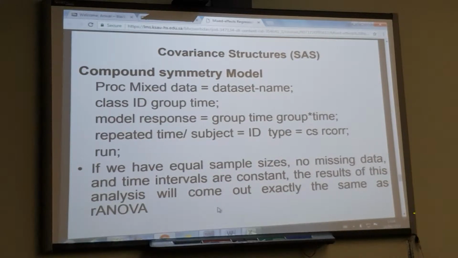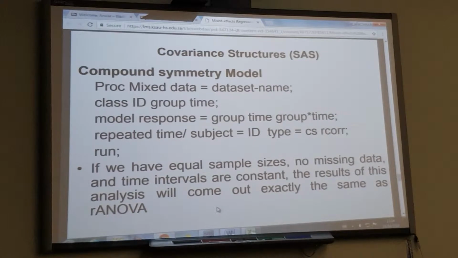Symmetry, which is the assumption of repeated measures ANOVA. So the way we do this in mixed model, I put proc mixed data equals the data name, which is long late. Remember, we're going to work with long from here on. So now data equals late long. Now the class statement.